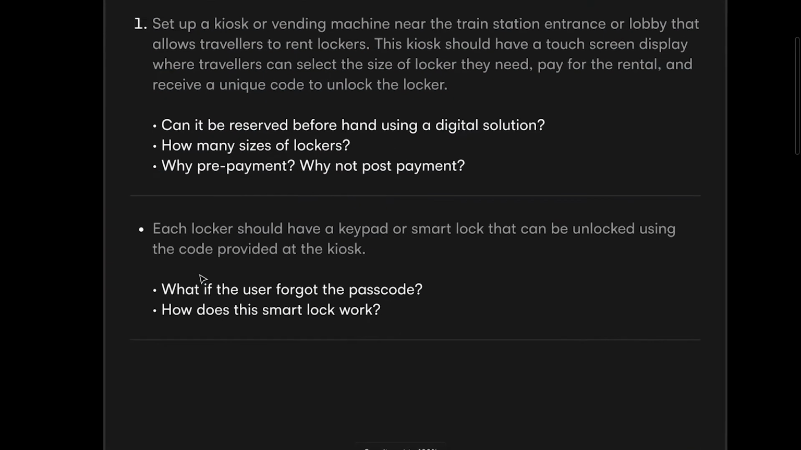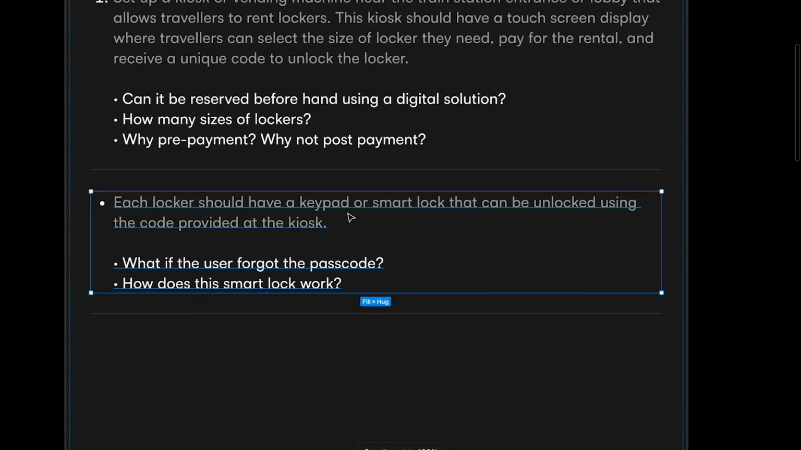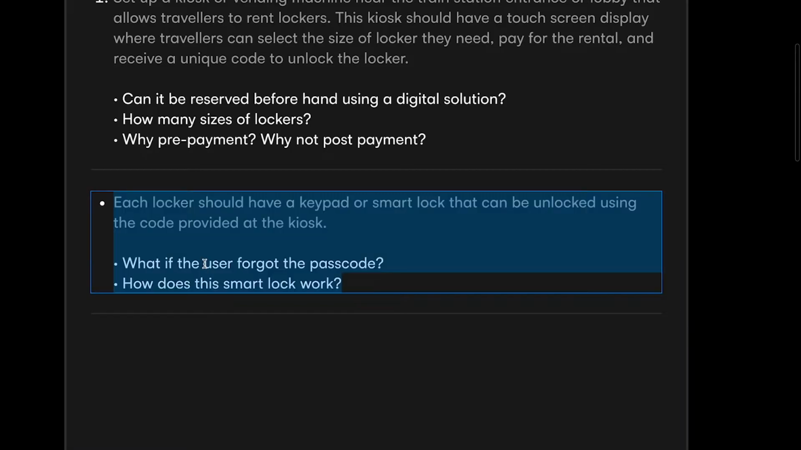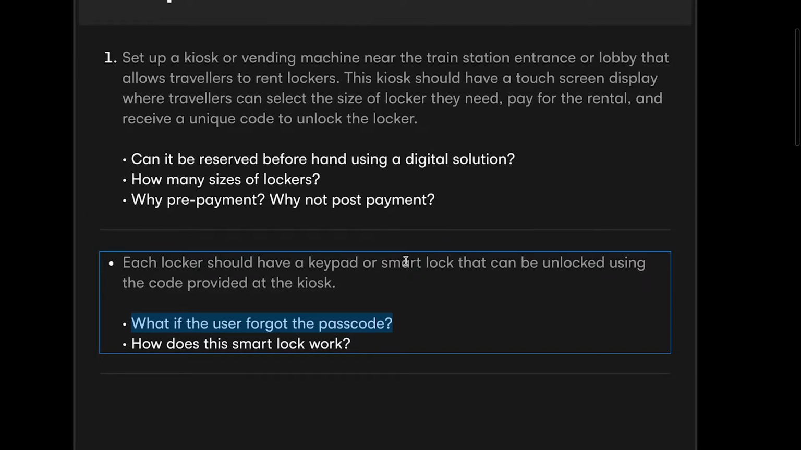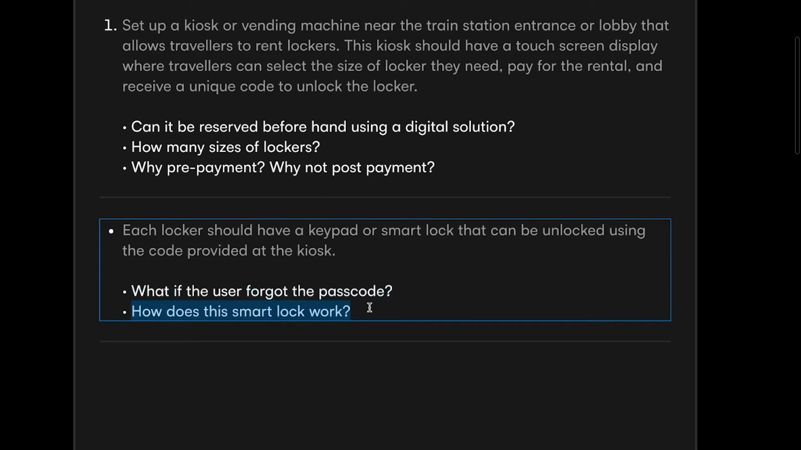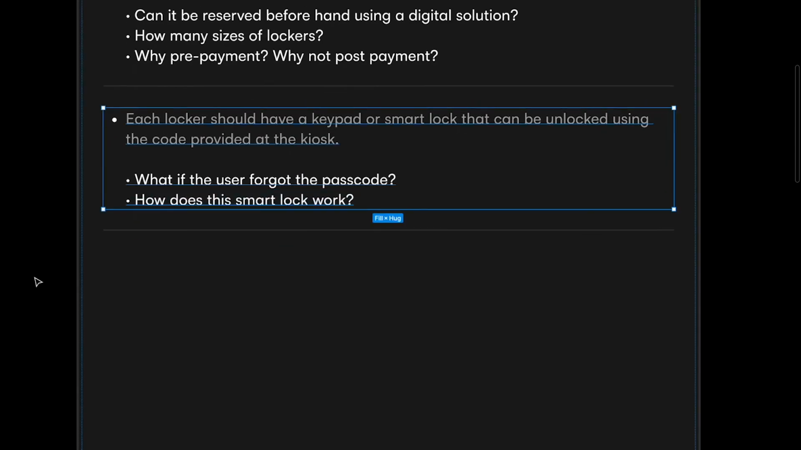Next, moving on. Each locker should have a keypad or a smart lock that can be unlocked using the code provided at the kiosk, right? Now, one of the questions I have is, what if the user forgets the passcode, right? What are the measures that we can take so that the user always has access to the passcode no matter what, right? Now, the thing is, we still don't know what the user flow is or how it's going to work, right? How does this smart lock actually work, right? It's a little unclear right now.